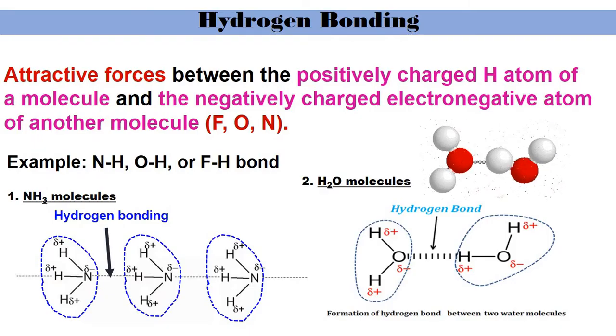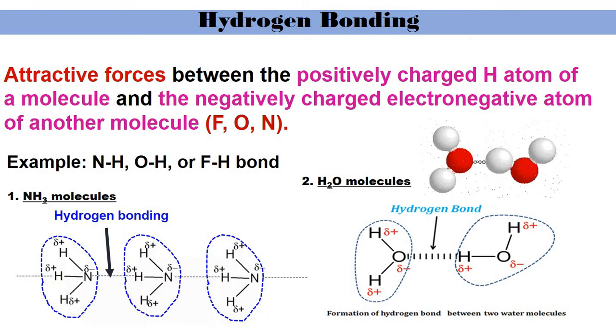Hydrogen bonding is another type of intermolecular forces. What is hydrogen bonding? Hydrogen bonding is attractive forces between positively charged hydrogen atom of a molecule and negatively charged electronegative atom of another molecule. The electronegative atoms are fluorine atom, oxygen atom, and nitrogen atom. The covalent bonds of hydrogen-nitrogen, hydrogen-oxygen, and hydrogen-fluorine are very polar.